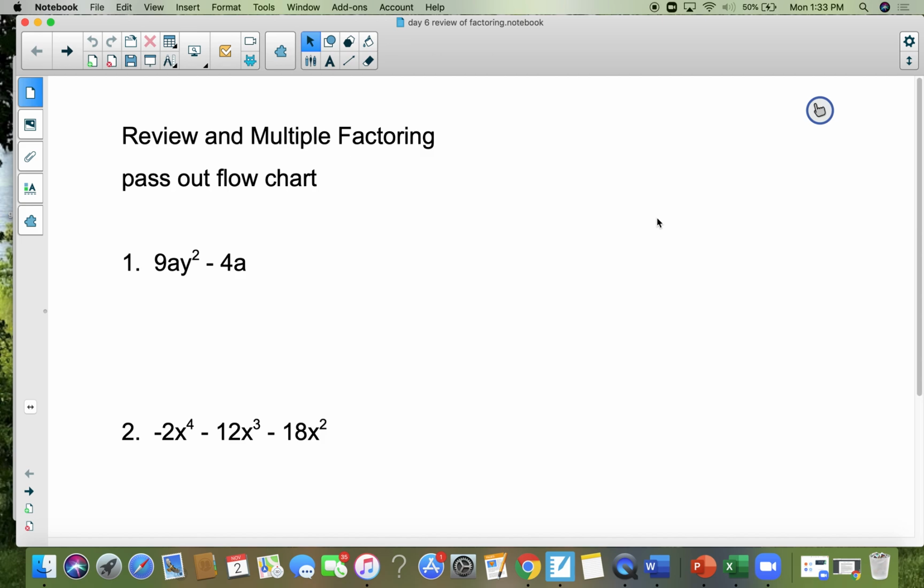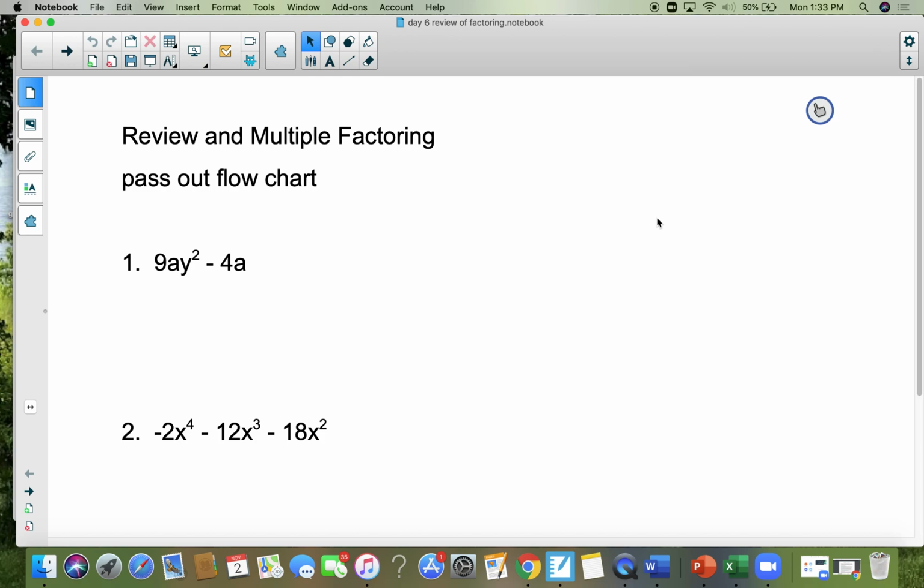Okay, the last section for factoring. You need to know how to factor to do the next chapter, which is chapter 9. And this is all you have to know to do college algebra next year or calculus. Factoring is very important in algebra. So, review and multiple factoring.